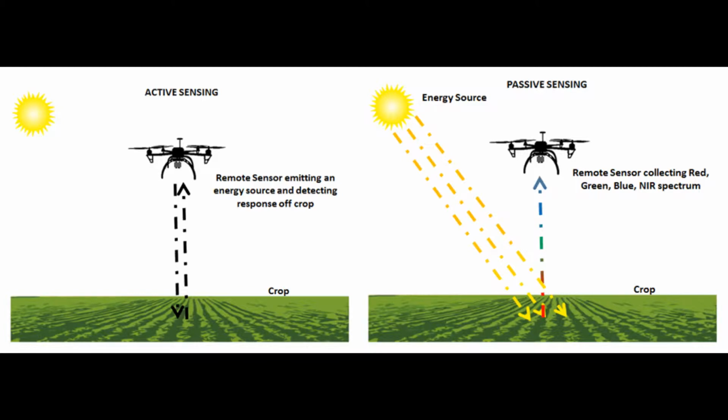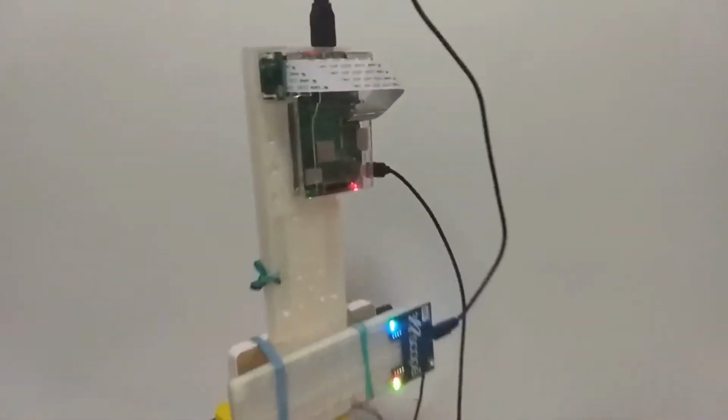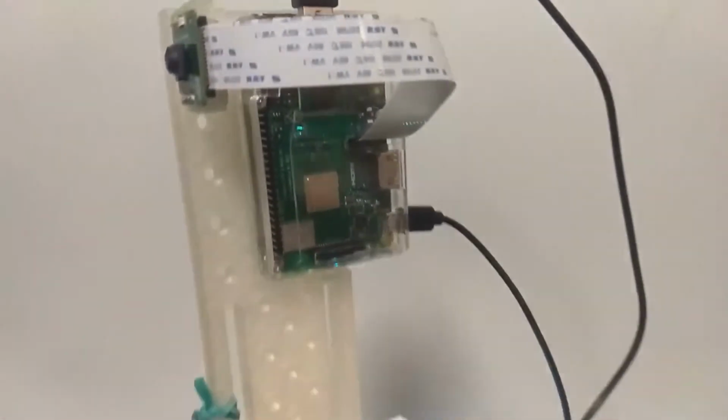My LiDAR is active because it emits red laser light, but a regular old camera is a great example of a passive system. If the flash is off, the camera just detects ambient light from the sun that is reflected off of the target. LiDAR is an example of active remote sensing.